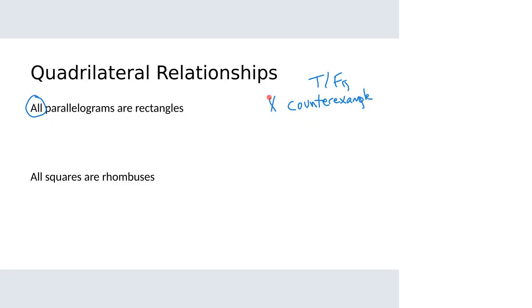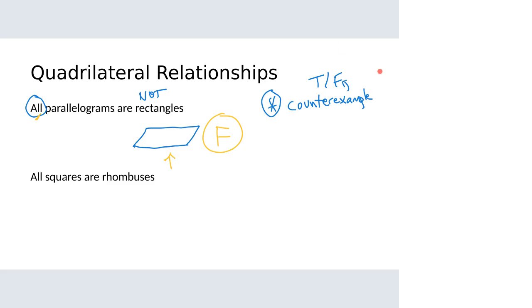So my approach here is I'm going to try to find a counterexample. I'm going to try to draw a parallelogram that is not a rectangle. And if I can do that, then I can say false. And I can draw a parallelogram like this, where top and bottom are parallel, left and right are parallel, but that is not a rectangle. And all parallelograms are rectangles means all of them. Well, I just found one that's not, so that statement is false. And here's my counterexample so that I'm positive my answer is correct.